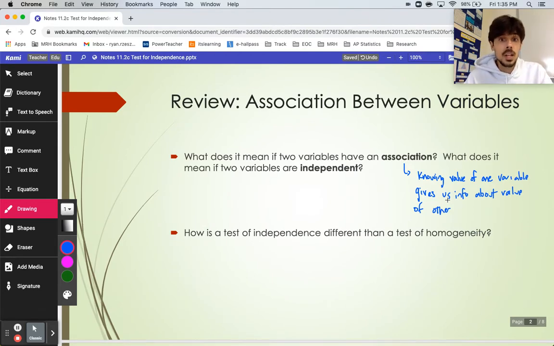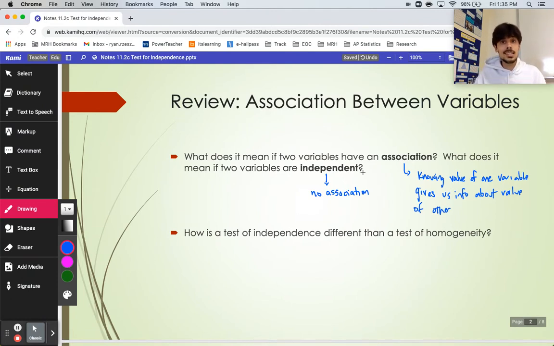On the other hand, the polar opposite of having an association is being independent. When you say that two variables are independent, the definition we did first semester said that knowing the value of one gives you no info on the other. Or in other words, there's no association between your variables. So you can think about having an association and being independent as essentially opposites. So we've got this idea of a chi-square test for independence.